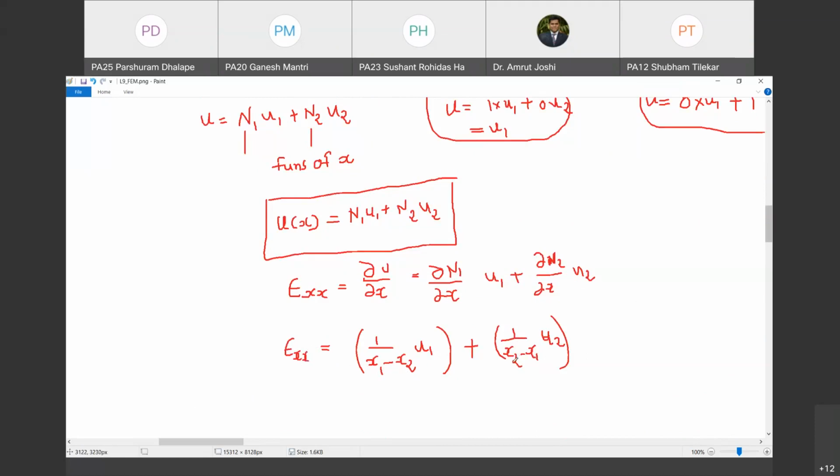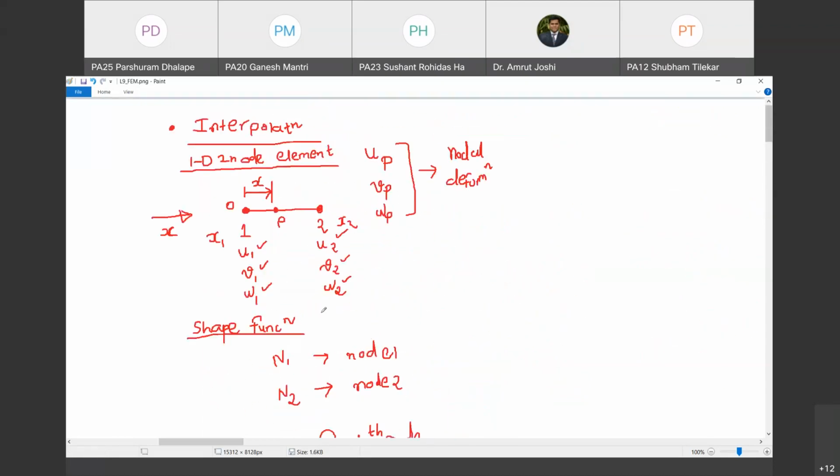इसमें कोई भी टर्म ऐसा है कि जो कि फंक्शन ऑफ x है? No. x1 is the coordinate of first node, x2 is the coordinate of second node, u1 is the deformation at node 1. This is not a function of x. 1 upon x2 minus x1 and u2, they are not functions of x. So you will understand that epsilon xx is a constant. Even if you change x within the element, epsilon xx is going to remain constant. Do you agree with me? Type your response. Yes. So therefore इसी एलिमेंट का दूसरा एक नाम है, इसको हम बोलते हैं 1D linear element.